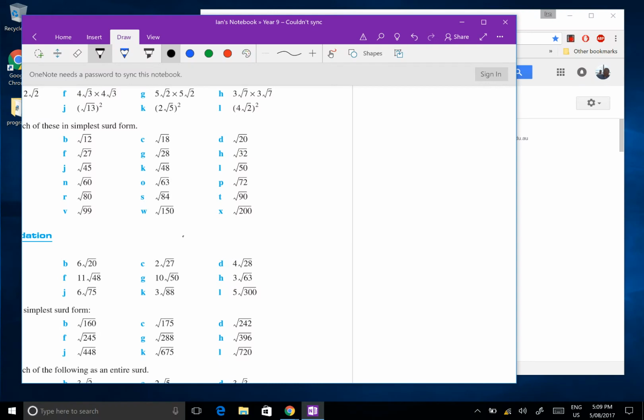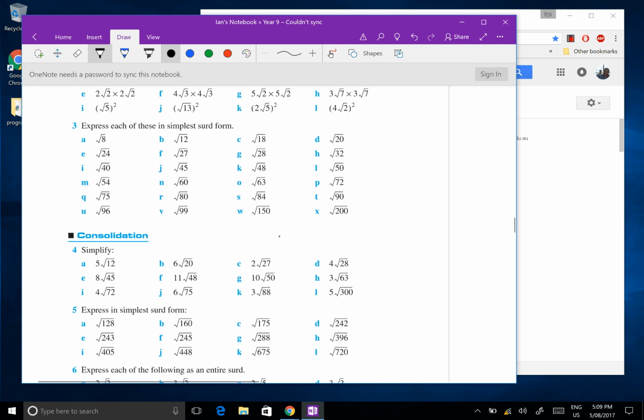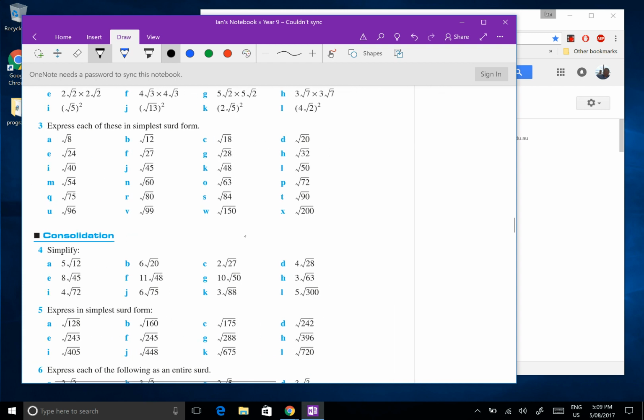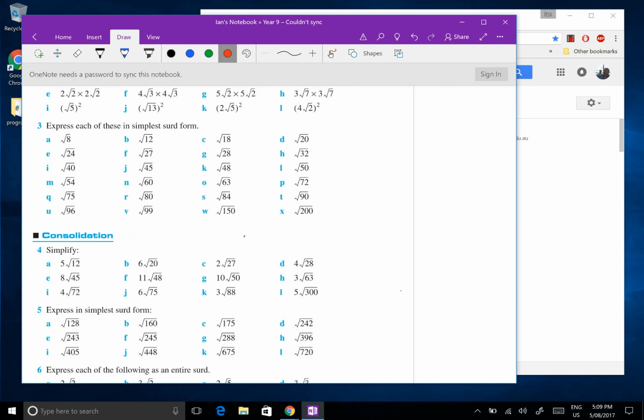Year 9. Just a quick video on two of the things that we did this week. One was simplifying surds. So I'm going to have a go at these. Remember, we did the two last columns of every question, so I'm going to have a go at the last column of these questions, and you can have a go at the second last column. So I'm just going to do 3, 4, 5.